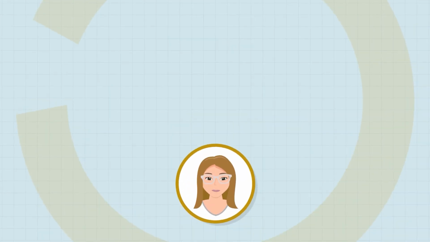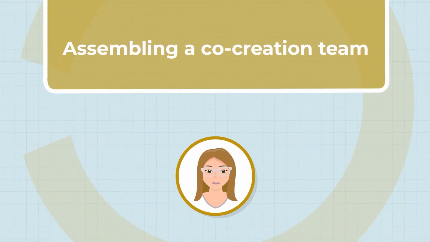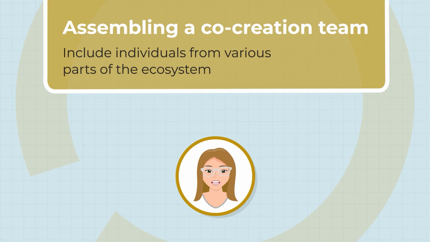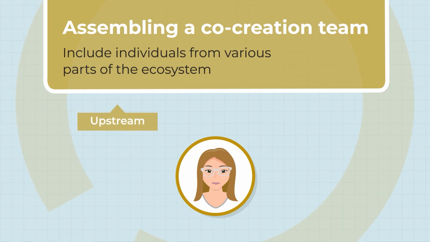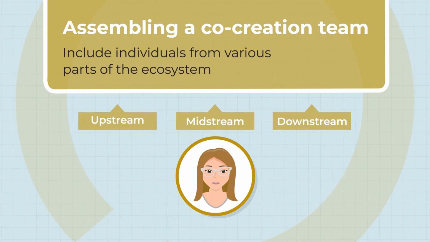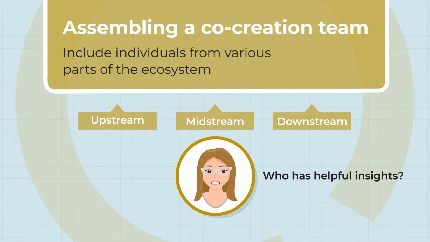Next, let's talk a little bit about assembling a co-creation team. When you're assembling your co-creation team, you want to be sure to include individuals from various parts of the ecosystem, upstream, midstream, and downstream, if you possibly can. Sometimes we're not able to engage those, particularly from further upstream, but it is important to take a look at the environment and see who might be relevant that you can engage who has helpful insights for you. Really think that through to determine who you might be able to invite to the team.